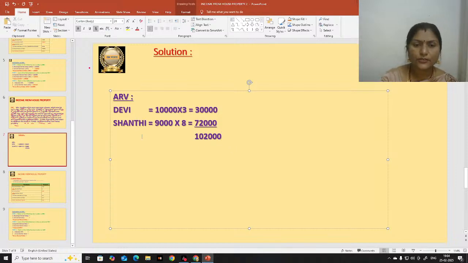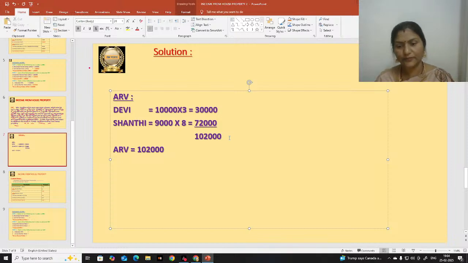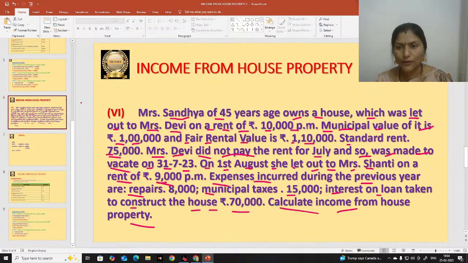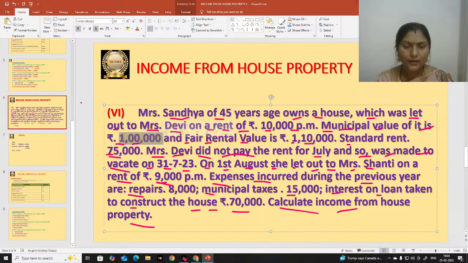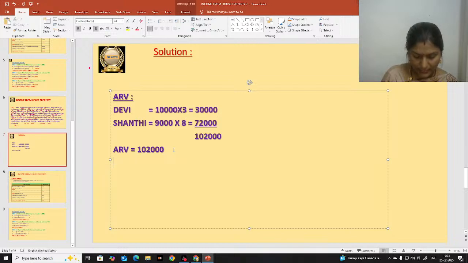So this is ARV, students. What is this? This is ARV. ARV is how much? ARV is equal to 1,02,000. Hope this is clear for everyone. Next, after ARV we are going to take remaining values. So you see municipal value. Municipal value means MRV. MRV is how much? It is 1 lakh. So nothing is mentioned whether it is for 1 month or 1 year. We will take it as for 1 year. So let us take MRV. MRV is equal to 1 lakh.